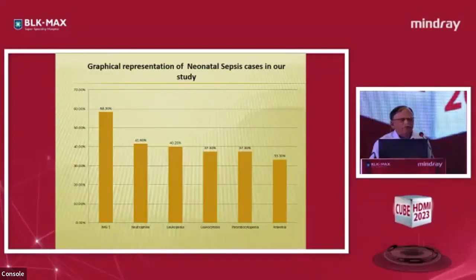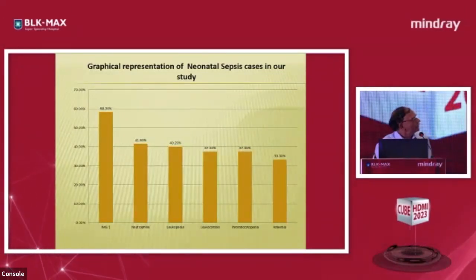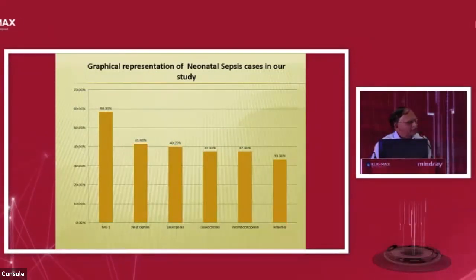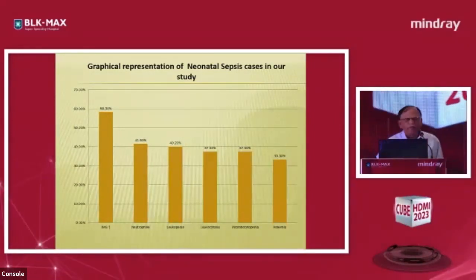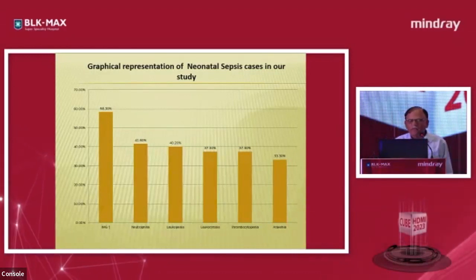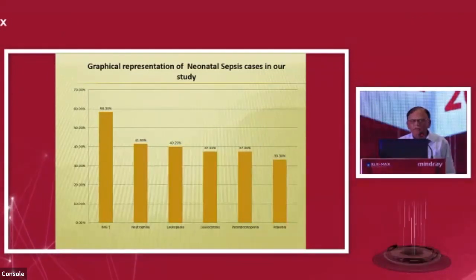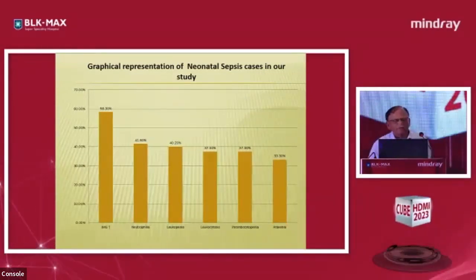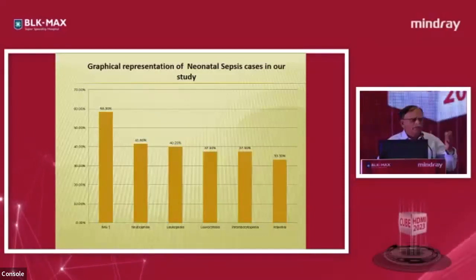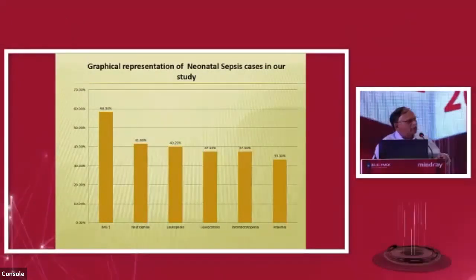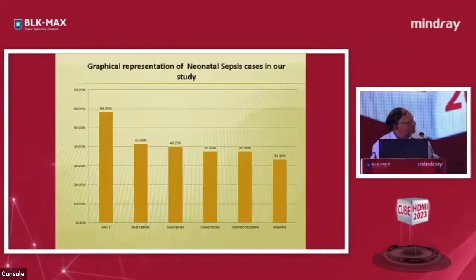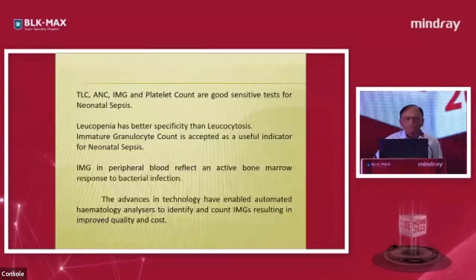Now, immature granulocytes were raised in 58.3% of cases. Then neutrophilia was observed in 41.6%, leukopenia in 40.2%, leukocytosis in 37.5%, thrombocytopenia in 37.5%, and anemia was observed in 33.3% of cases. So this graph represents both the proven sepsis, 20 cases, and also the clinically strongly suspected culture-negative cases, that is 52 plus 20. Out of 72 cases, this graph has been taken.